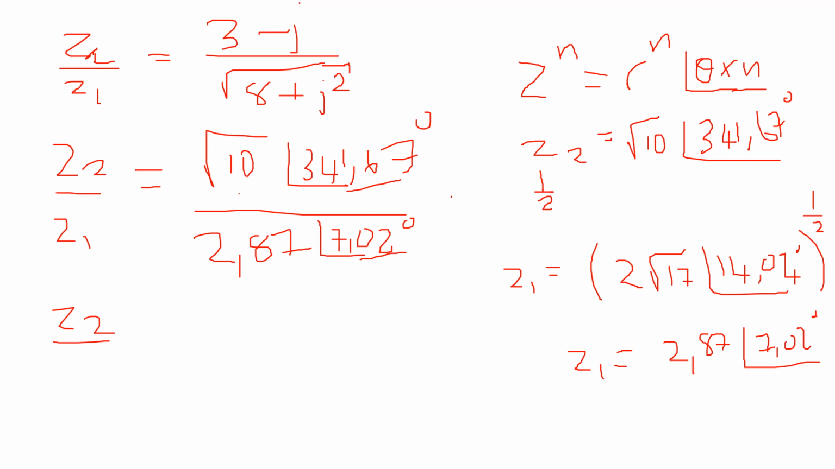Remember, when you divide, the answer is going to be what? It's going to be the square root of 10 divided by 2.87. So the answer will be 1.1, yes, 1.1. And then the angle will be 341.67 minus 7.02, which is going to be 334.65. Okay, so this will be our final answer.